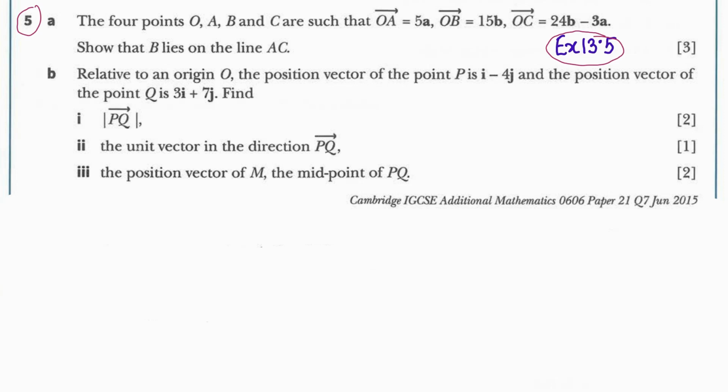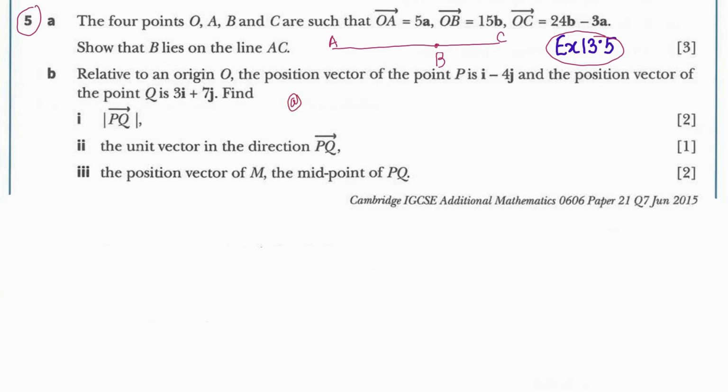So if we draw a line AC, suppose this is the line AC, B lies on the line. We don't know the position of B. Say this is the position of B. In that case, how can we do that? We need just the AB vector or AC vector or BC vector. With any two vectors we can prove it. Let us do our working.